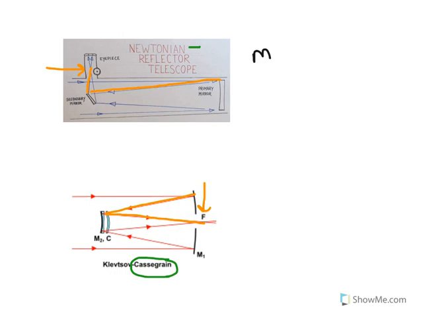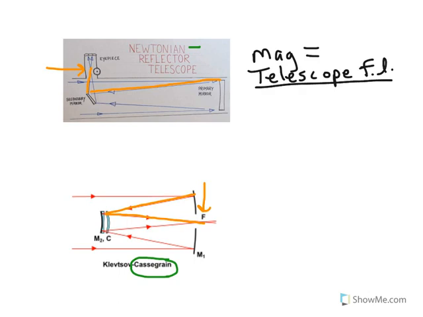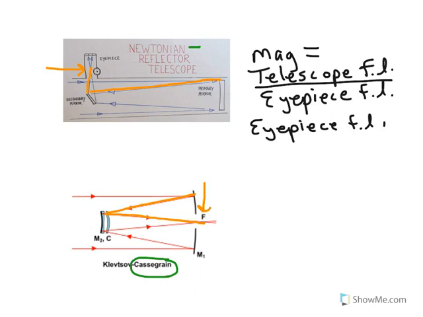So we're still going to use the same equation, that our magnification is going to equal the telescope focal length divided by the eyepiece focal length. And it's still an inverse relationship, so as the eyepiece focal length goes up, magnification goes down. So all of that is still true.